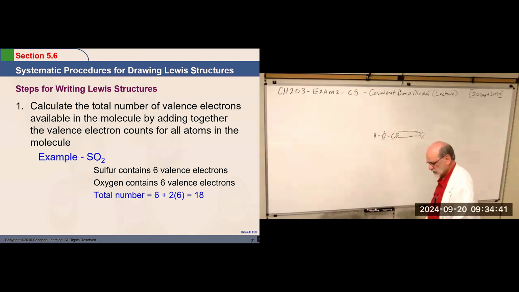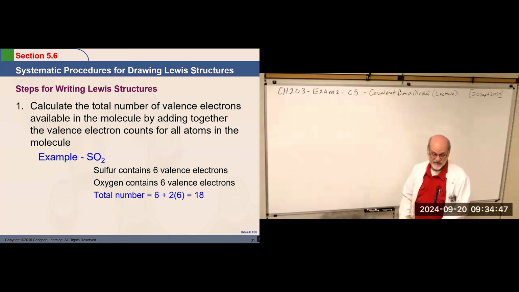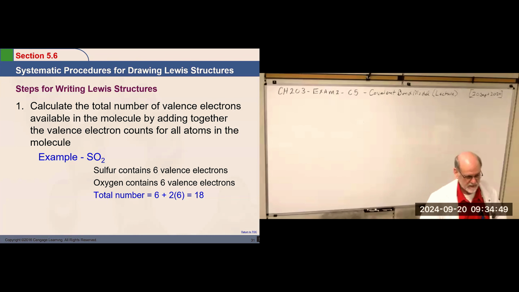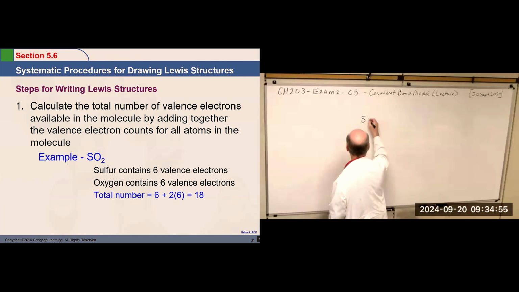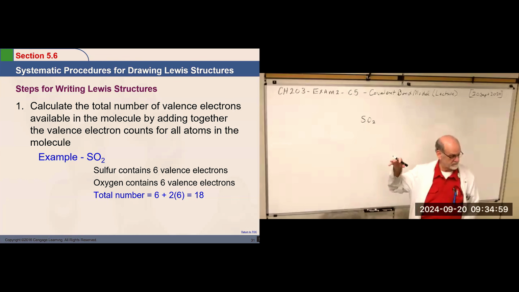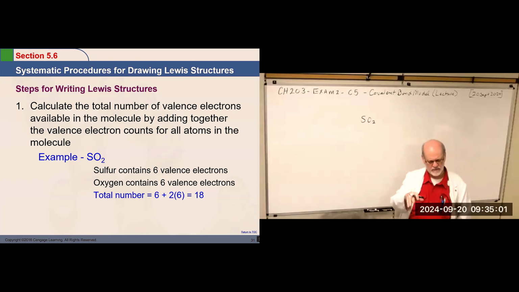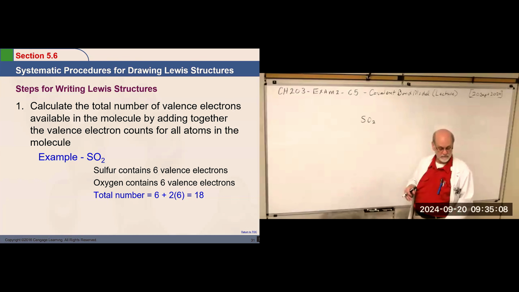So what we would do is start with a bona fide molecule. In other words, we know it exists. So our example here is sulfur dioxide, and we want to write a Lewis structure for that. The rules are here in subsequent slides. First thing you do is add up how many valence electrons are in that molecule.